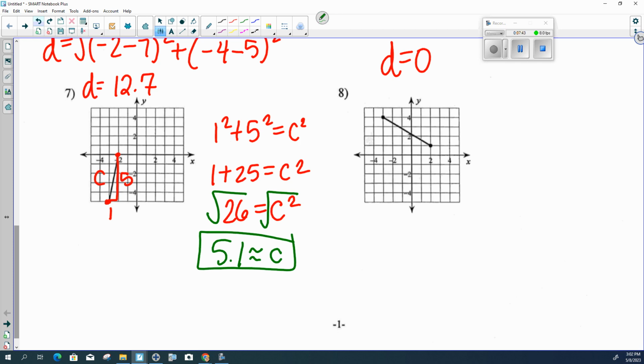I would do the same thing here. Some kids were doing like negative 3, 4. I just wouldn't do that. I would count 1, 2, 3, 4, 5. 1, 2, 3. Use the Pythagorean theorem. A squared plus b squared equals c squared, where c is that diagonal line that they want us to find the distance between.